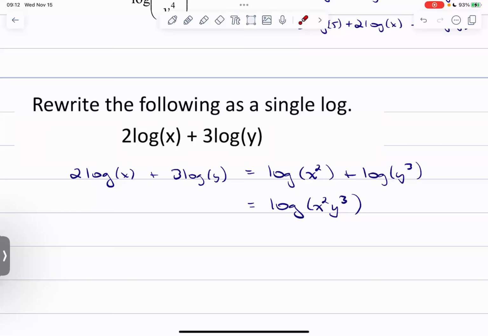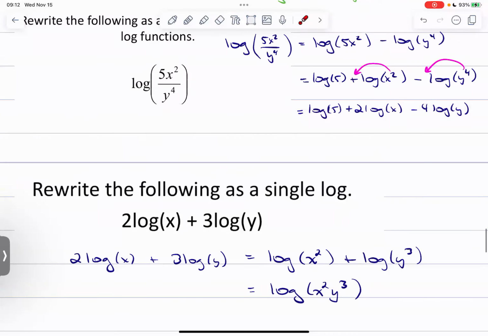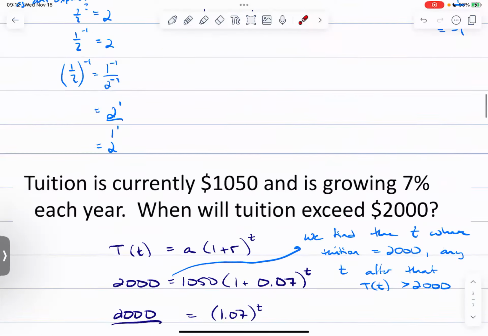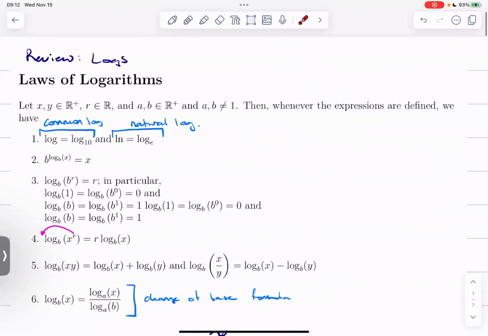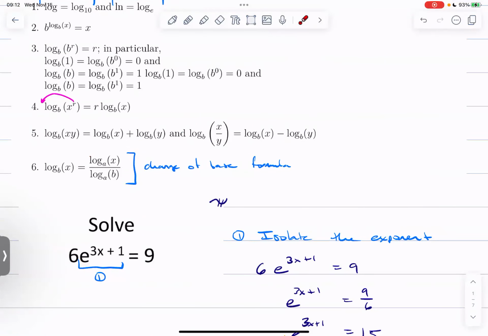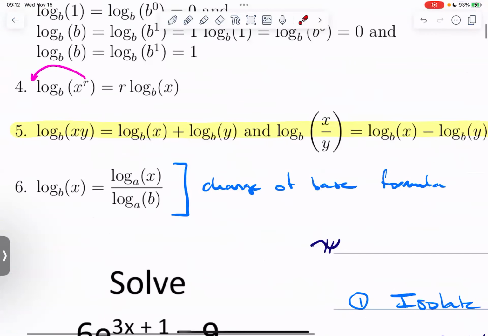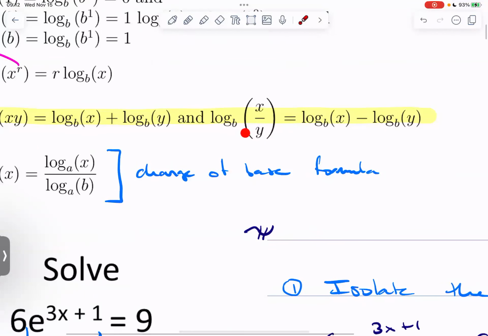This zip up action. Okay. And it is on your formula sheet here. Log base b of x times y is the log base b of x plus log base b of y. And similarly, division turns into subtraction, right? And those are the only things that we can do, right?